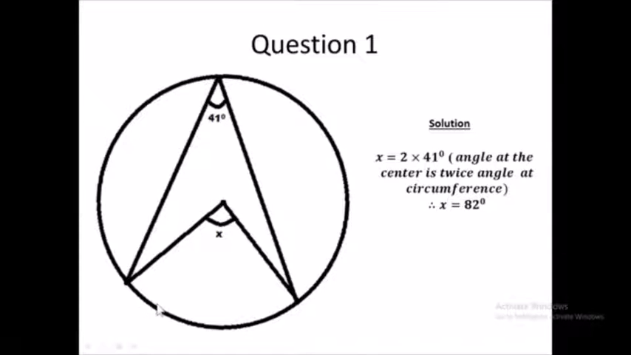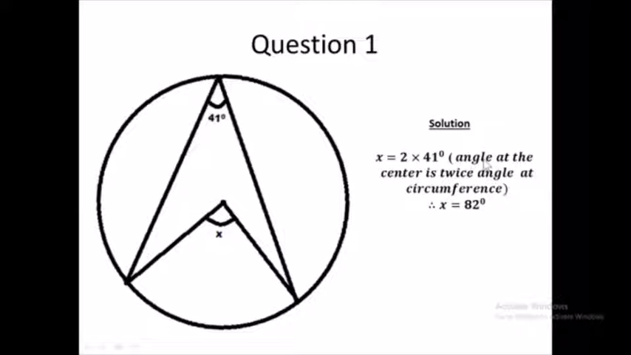If it is not labeled, but we are having an angle at the center here, which is x, and the angle at the circumference here is 41 degrees, you have to find that angle x. So you can see that x is 2 times 41 degrees. That is, this angle here is twice the angle that is at the circumference, and our x is 82 degrees.